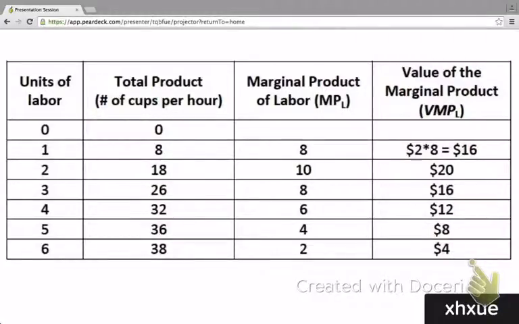So again, it all comes back to marginal analysis. If the marginal benefit is greater than the marginal cost, or in this case the marginal revenue, which is the value of the marginal product, is greater than the marginal cost of hiring that worker, which is equal to the wage in this case, then we should hire the worker. And if the wage is greater than the value of the marginal product of labor, then we shouldn't hire the worker. And that's how we determine how many workers to hire in the factor market.